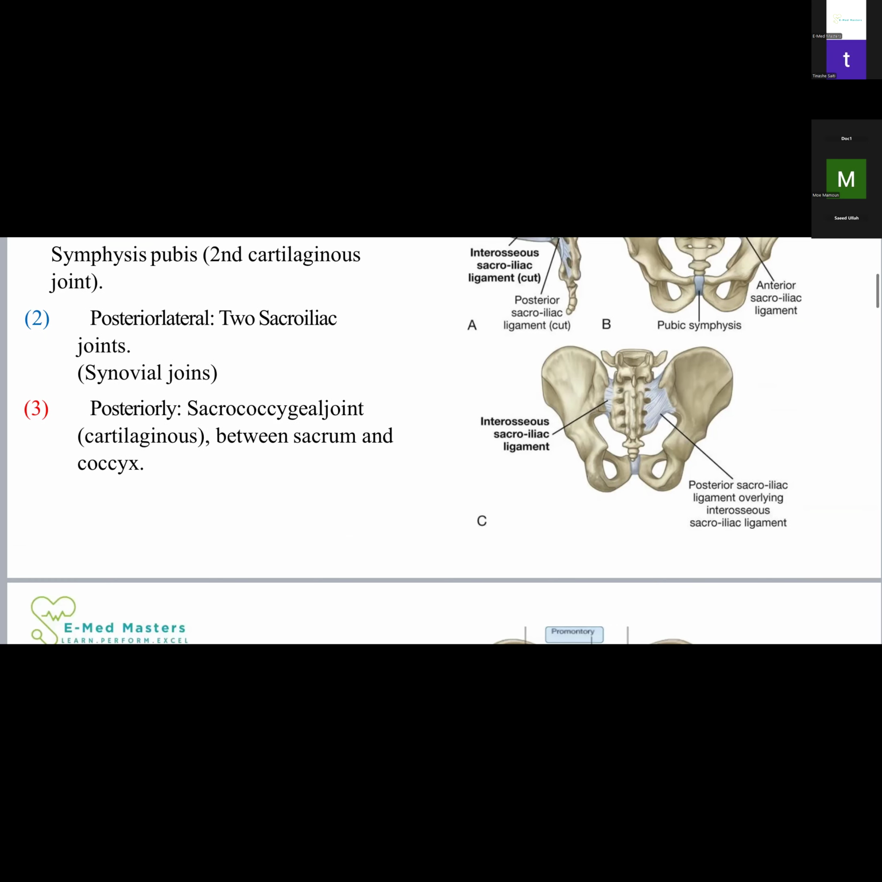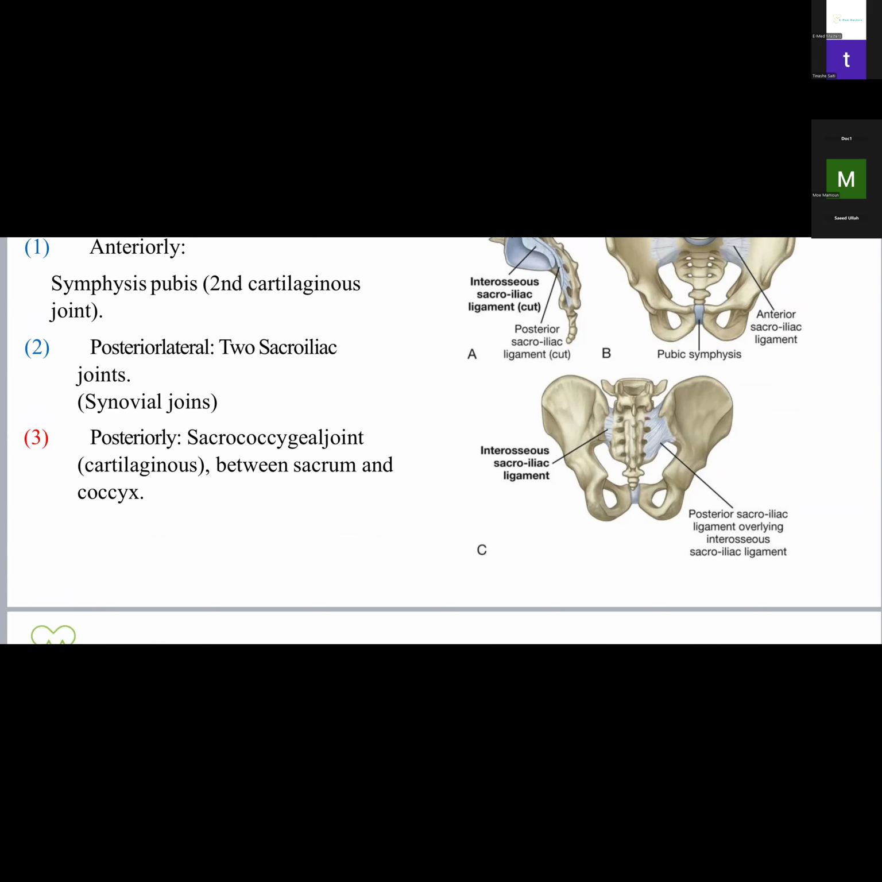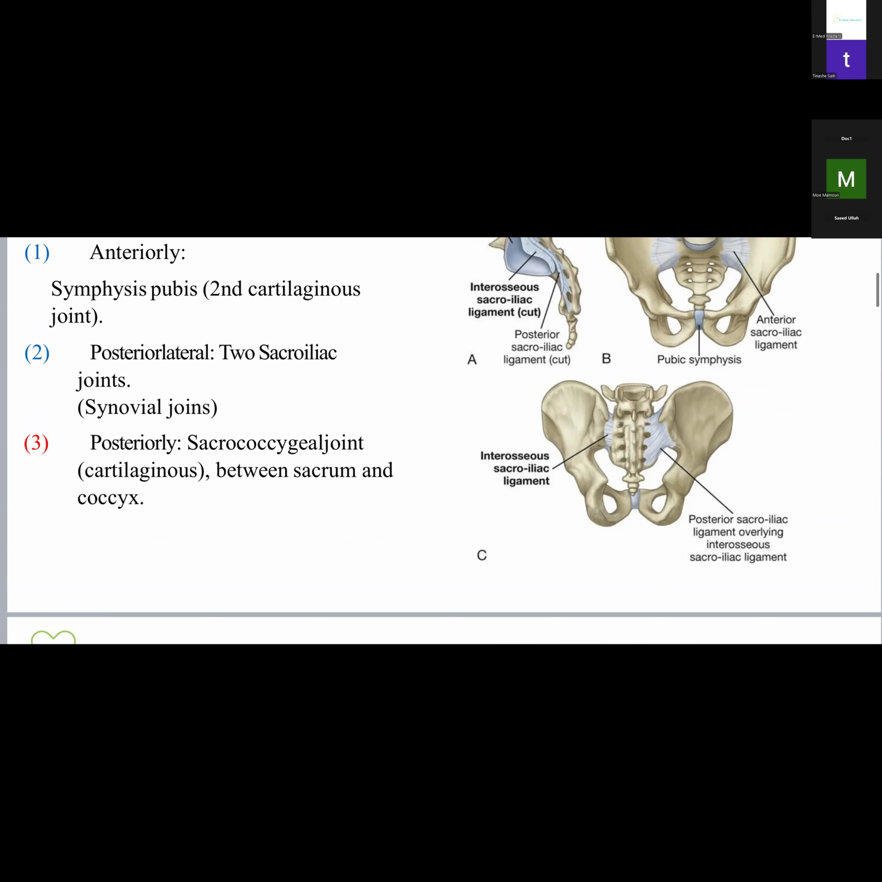So you must remember the types of joints, as these are very important from the exam point of view. They will ask you questions regarding the type of joints. The pubic symphysis is a cartilaginous joint, and the sacrococcygeal is also a cartilaginous joint, while the sacroiliac joints are synovial joints.